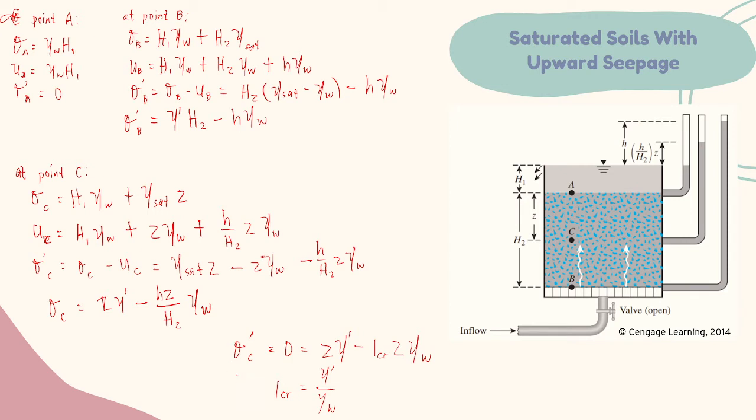So yes, that's it. The effective stress is equal to 0. That's the condition we call the quicksand condition. And another, the seepage force F per volume of soil is equal to the hydraulic gradient i times the unit weight of water.